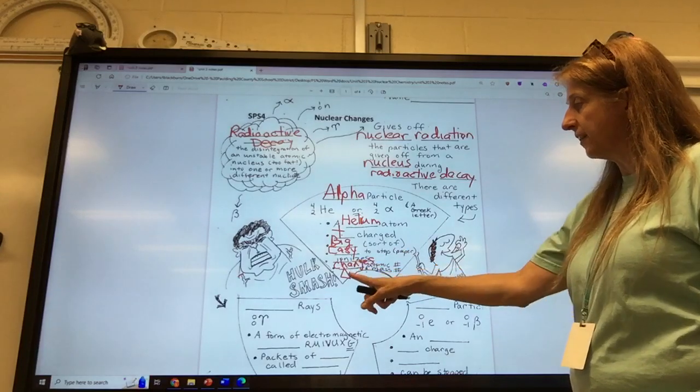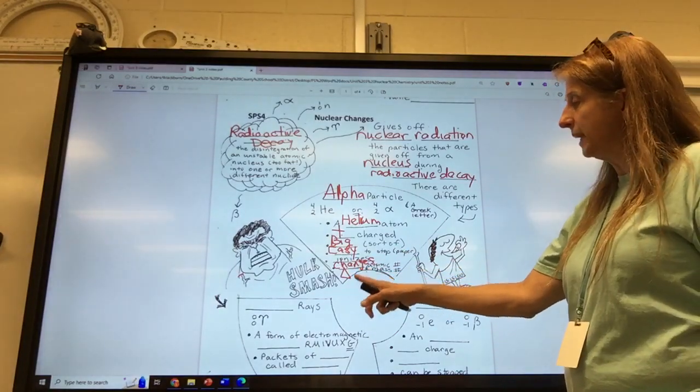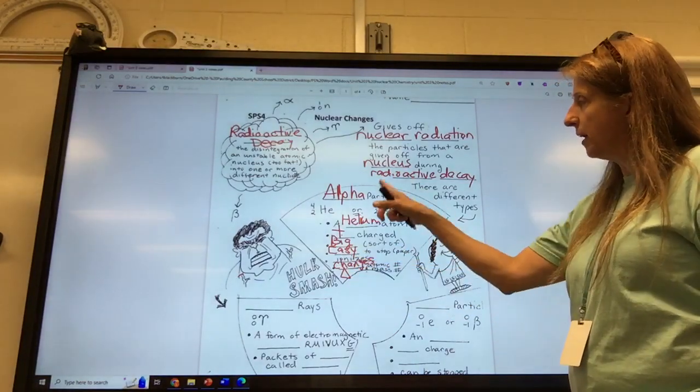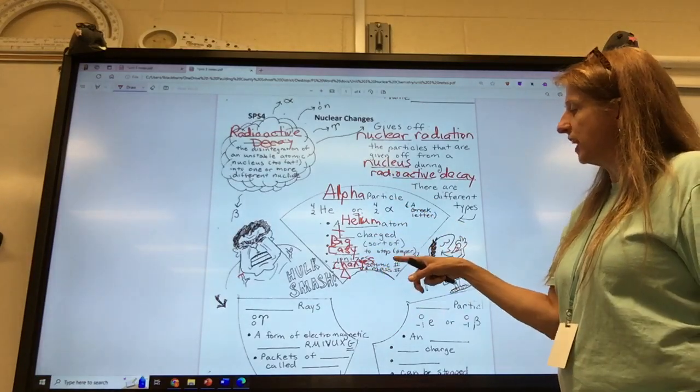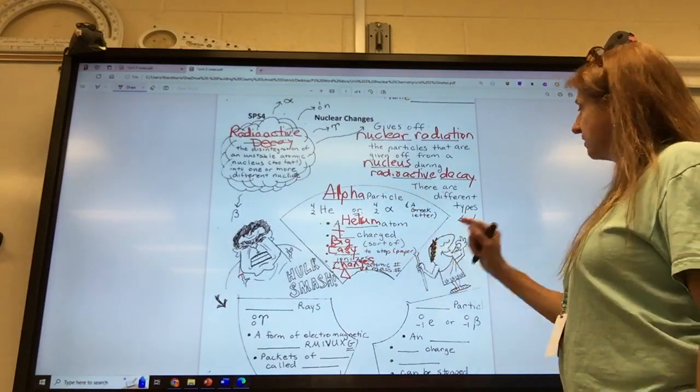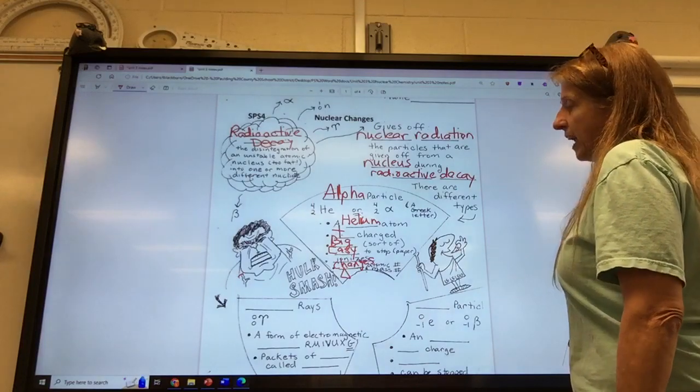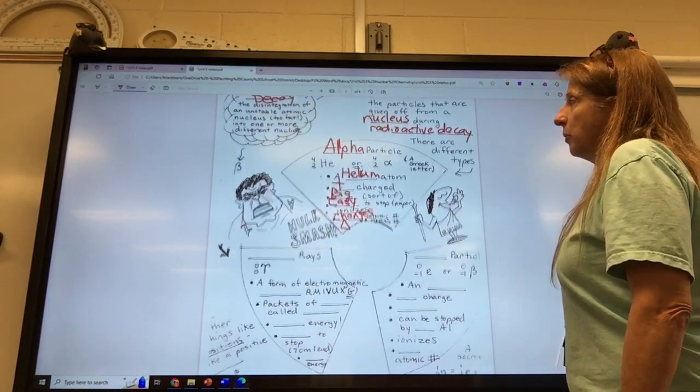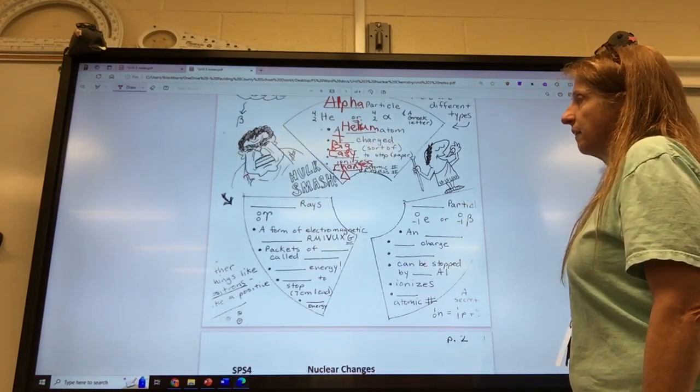Yes, changes, and it's a triangle, which means change. When you have alpha radiation, it changes the atomic number and the atomic mass of whatever gave off the alpha particle, whatever had that kind of radiation.